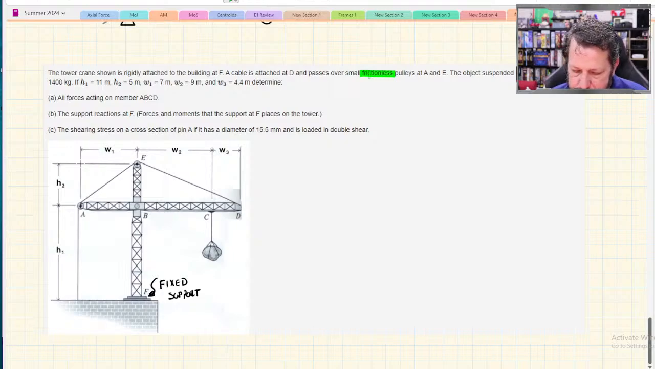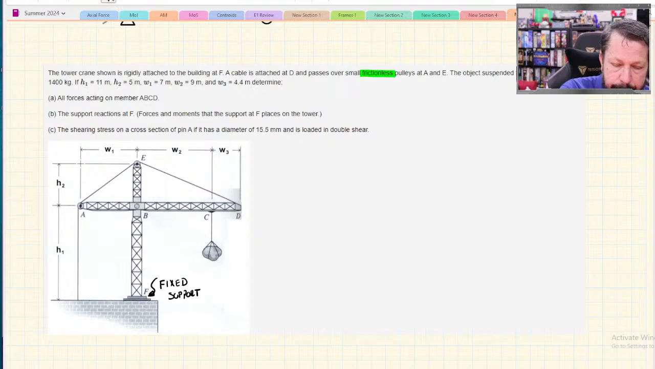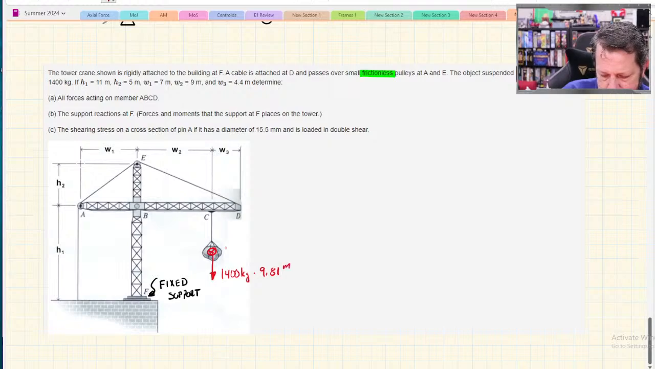There's an object at C, so some kind of boulder here. It gave us a mass, so we have to be careful with that because that's not a force. So we have to convert our 1,400 kilograms times, and I don't know if it's going to be 9.81 or 9.8. I'll go with 9.81, and hopefully WebWorks is happy with that.